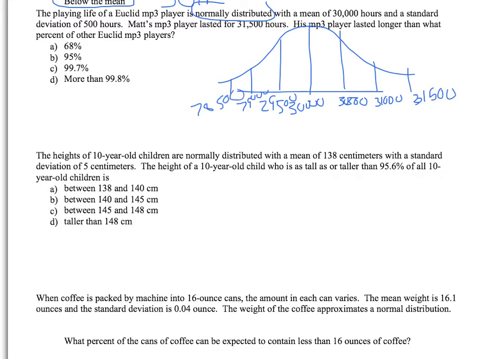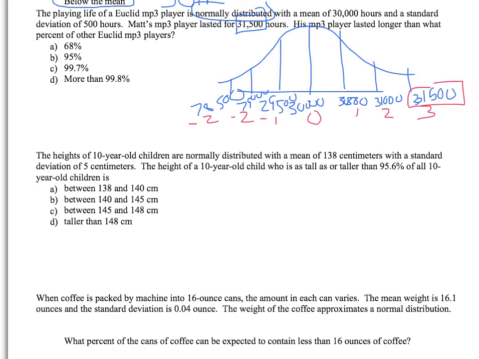It says Matt's MP3 player lasted 31,500 hours. His MP3 player lasted longer than what percent of the other Euclid MP3 players? So I'm looking for 31,500, and I see that it is right here, which on my reference sheet corresponds to the 3. And it says it lasted longer than what percent? Well, it lasted longer than all the people below him.